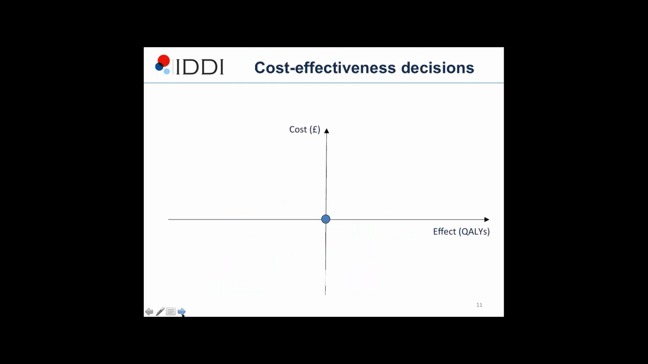Well, what I want you to think about is this quadrant. In the quadrant, the origin is what we're currently doing, standard of care. So let's imagine this first scenario. We have a new treatment. It improves what we call QALYs, quality-adjusted life years. We have more years of better quality, and the cost of that treatment is greater.